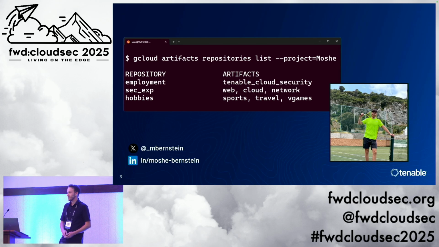My name is Moshe Bernstein, and I am a cloud vulnerability researcher at Tenable Cloud Security. I have been at Tenable for only a year or so, but I have close to a decade of experience in cybersecurity in a variety of roles, mostly around web vulnerability research, cloud security, and networking. And in my spare time, I enjoy playing sports, playing video games, and traveling. If anybody here has a particular interest in table tennis or Smash Bros., hit me up afterwards.